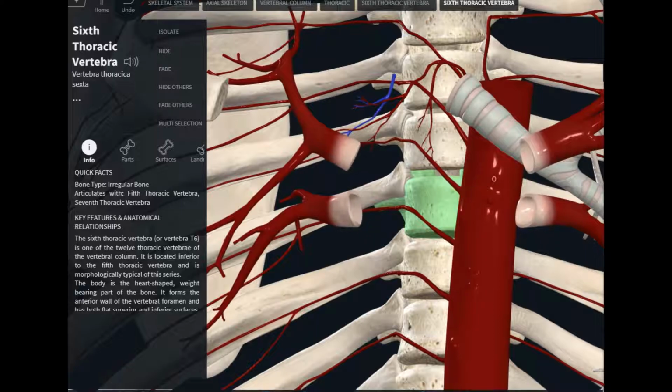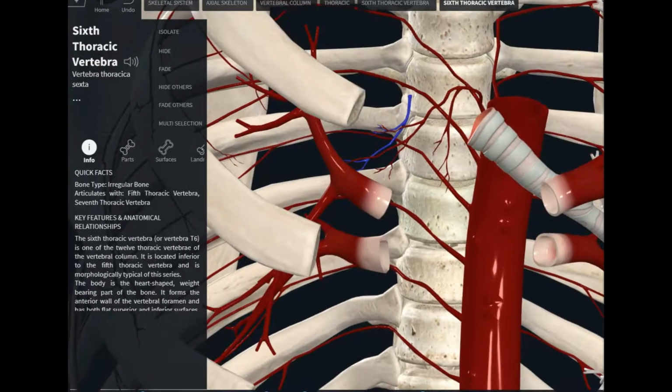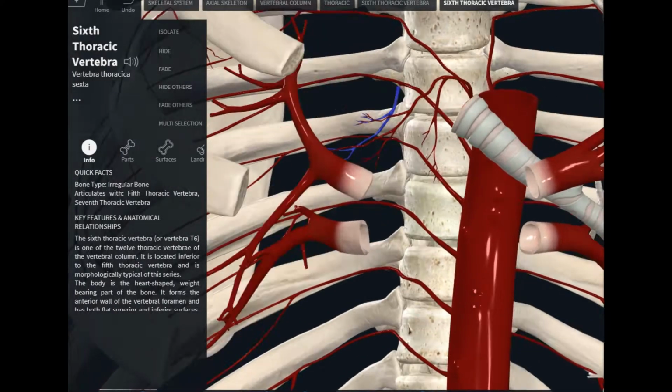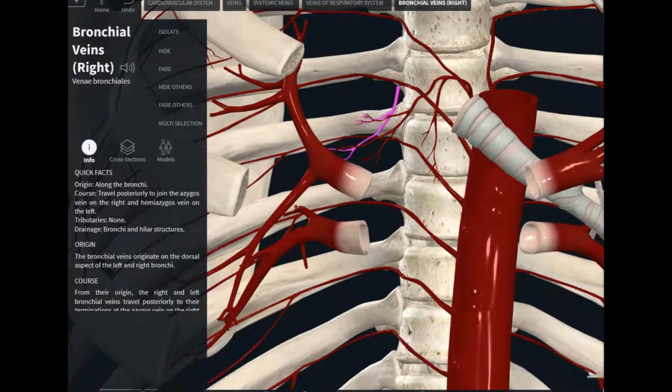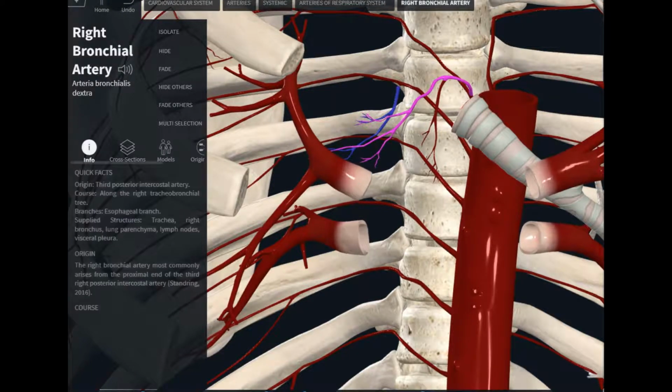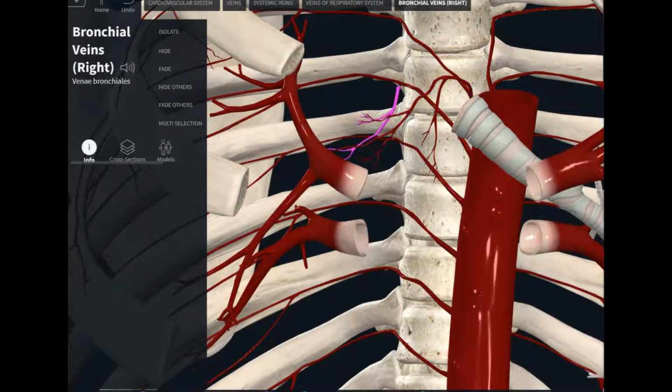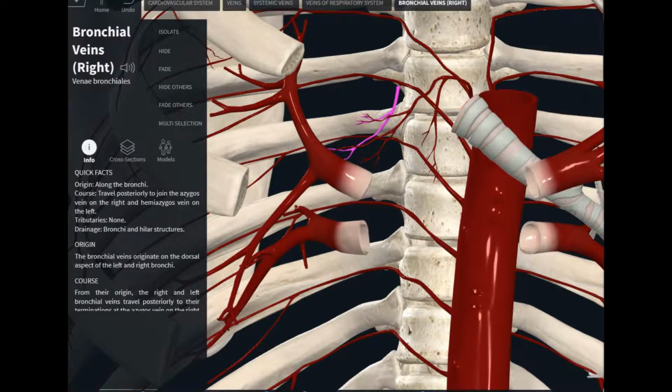Now, quite similarly, we can see the arrangement of the bronchial veins that are placed just adjacent to the bronchial arteries right here. So we have the bronchial arteries, and right adjacent to it, we have the bronchial veins. That's quite interesting because bronchial veins are further divided into superficial and deep.